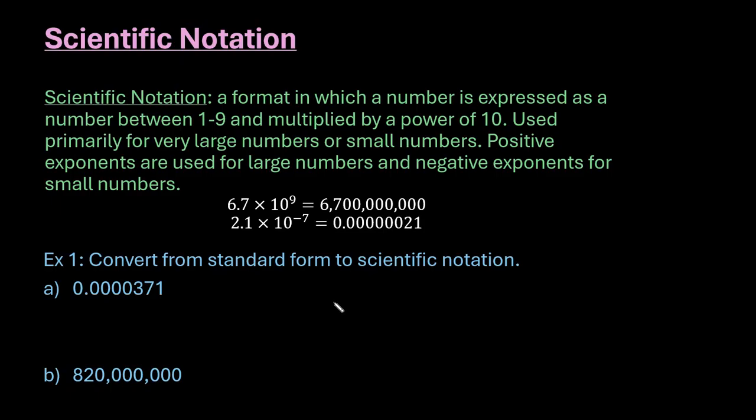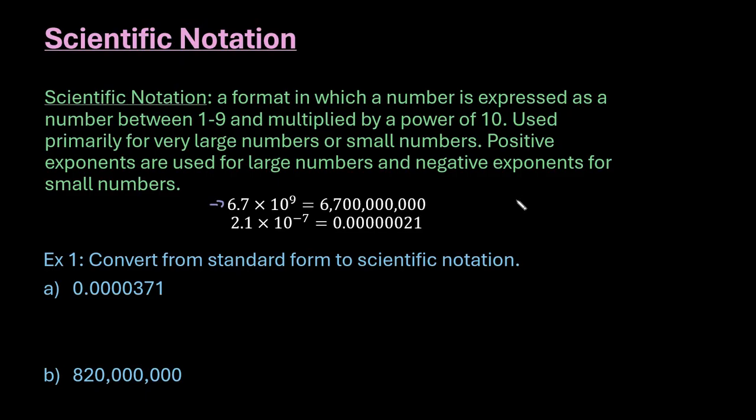Scientific notation is a format in which a number is expressed as a number between 1 through 9, inclusive, so it includes 1 and 9, and multiplied by a power of 10. So I have a couple examples listed down here. 6.7 times 10 to the 9th is really 6,700,000,000. And it's easier to write it in this format or work with it.